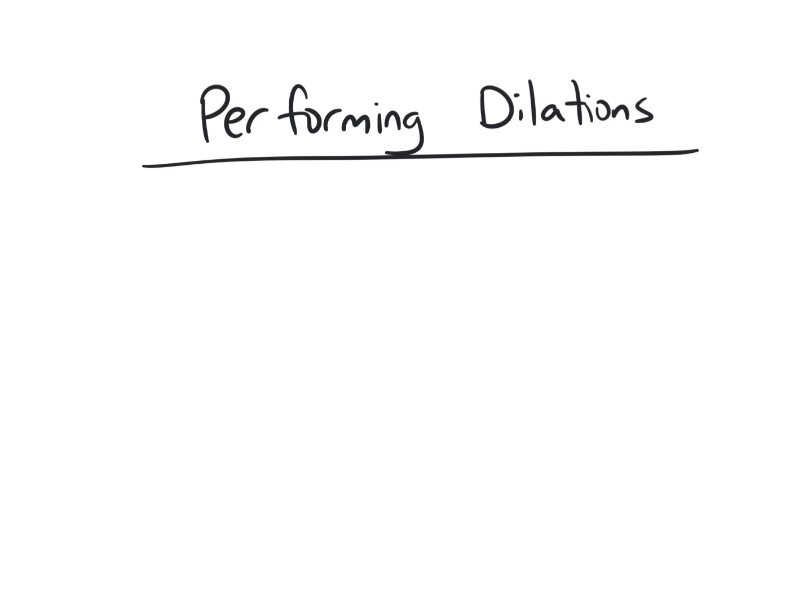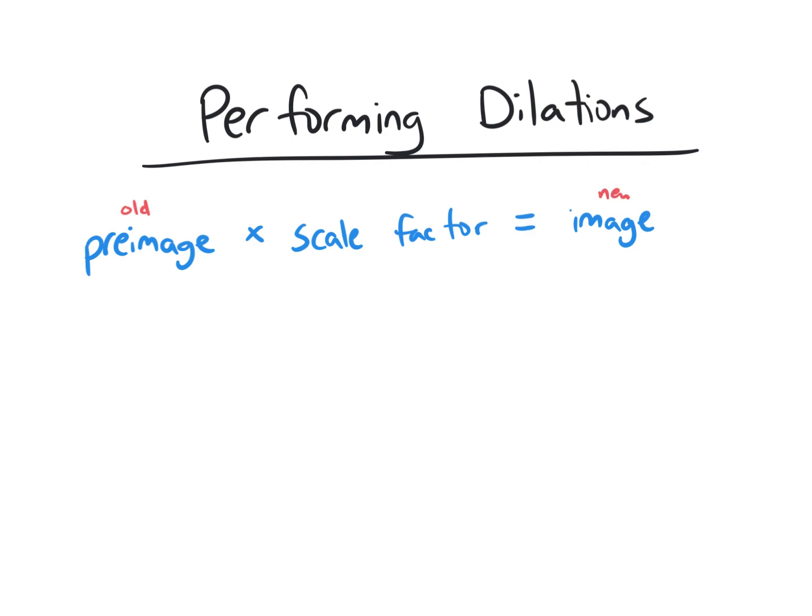Now we're going to talk about how to perform the dilations using the scale factor. We are going to take our pre-image, which a lot of the time we say old, times our scale factor, and that is going to give us our new image. Again, a lot of the time for pre-image we say old, for image we say new. So pre-image times the scale factor gives us our new image.